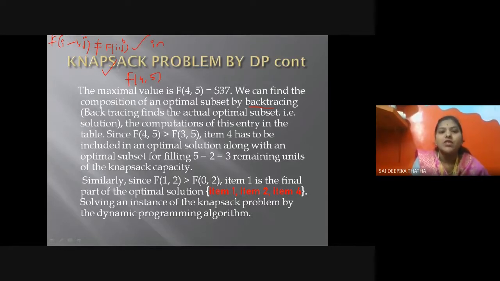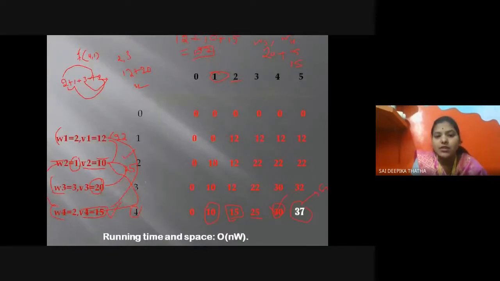Now I am checking with this formula. This is F of i comma j. What is my i minus 1? 4 minus 1, which is nothing but 3, and j value is going to be 5. Now tell, what is the F of 4 comma 5 value? It is going to be 37. From the table I can tell F of 4 comma 5 value is going to be 37. Now 3 comma 5 value we need to get from the table. What is the 3 and 5 value? It is going to be 32.